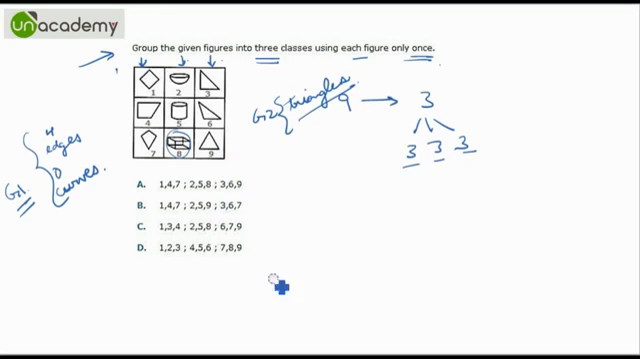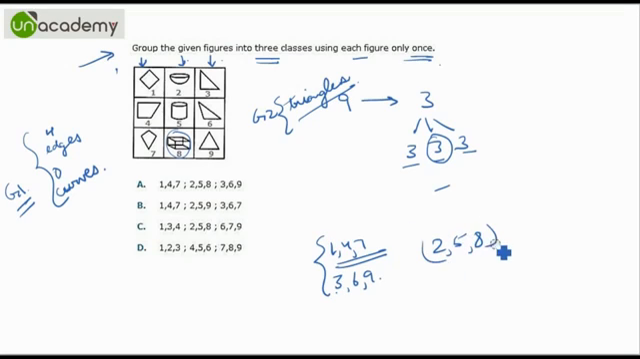So we have one group having 1, 4 and 7, and the other group having 3, 6 and 9. And since we have to make 3 groups of 3 each, the remaining items will fall into the third group comprising 2, 5 and 8. So we have 3 groups: 1, 4, 7, 2, 5, 8 and 3, 6, 9. That is option A. So that is the correct option.